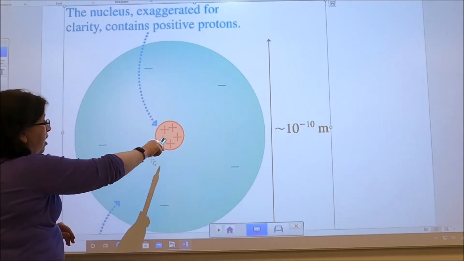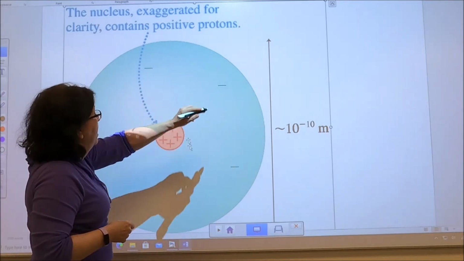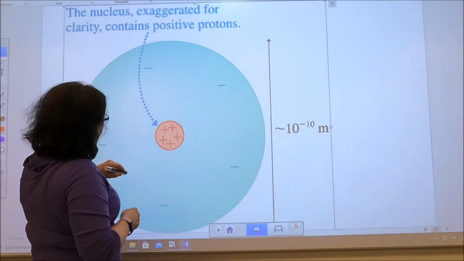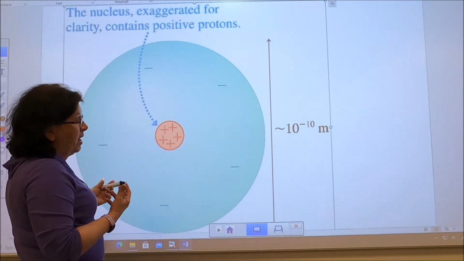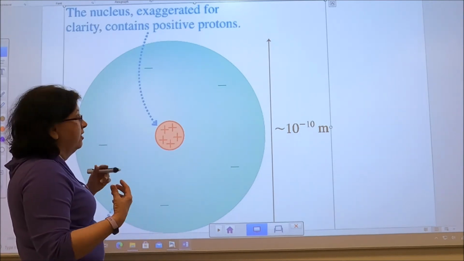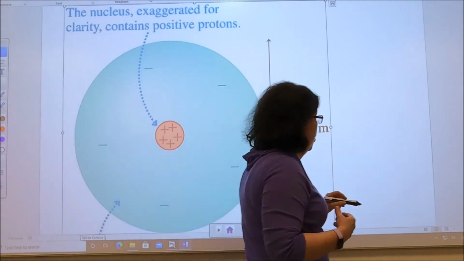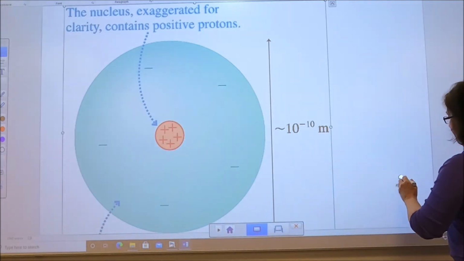Okay, so the positive charge in an atom is concentrated in the nucleus. The negative electrons are outside the nucleus. When an atom gains electrons, it becomes negatively charged. If it loses electrons, it becomes positively charged. Okay?